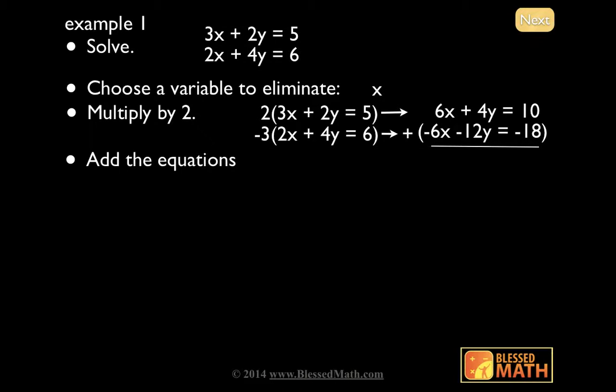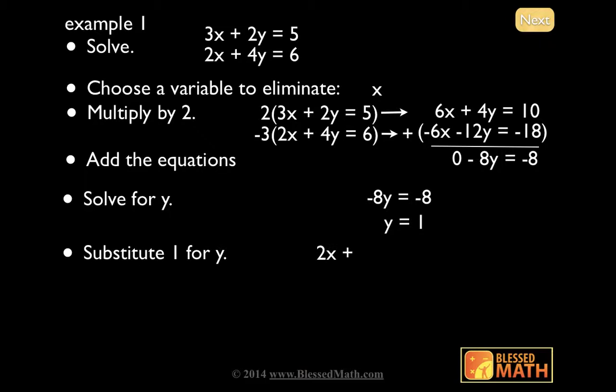6 plus negative 6 is equal to 0x. 4 plus negative 12y is negative 8y. And 10 plus negative 18 is negative 8, leaving us with negative 8y is equal to negative 8. Dividing by negative 8 on both sides, we get y is equal to 1.